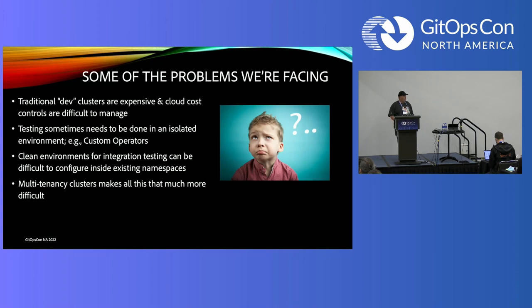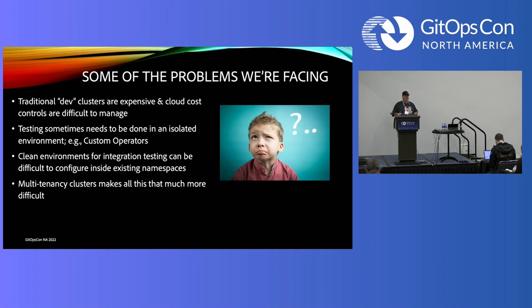So I thought it'd be good to start off with some of the problems we're facing. Traditional dev clusters can be expensive, and if you deal in the cloud, cost controls are difficult to manage. I don't know if you've ever tried to set up quotas in AWS, but they're very easy for people to just expand. Sometimes they're auto-expanded, and sometimes when you pass a quota, they just let you go past them, or they go ahead and bill you for them and retroactively say, hey, you passed up your quota. So it gets very expensive very quick, and sometimes they're kind of worthless.